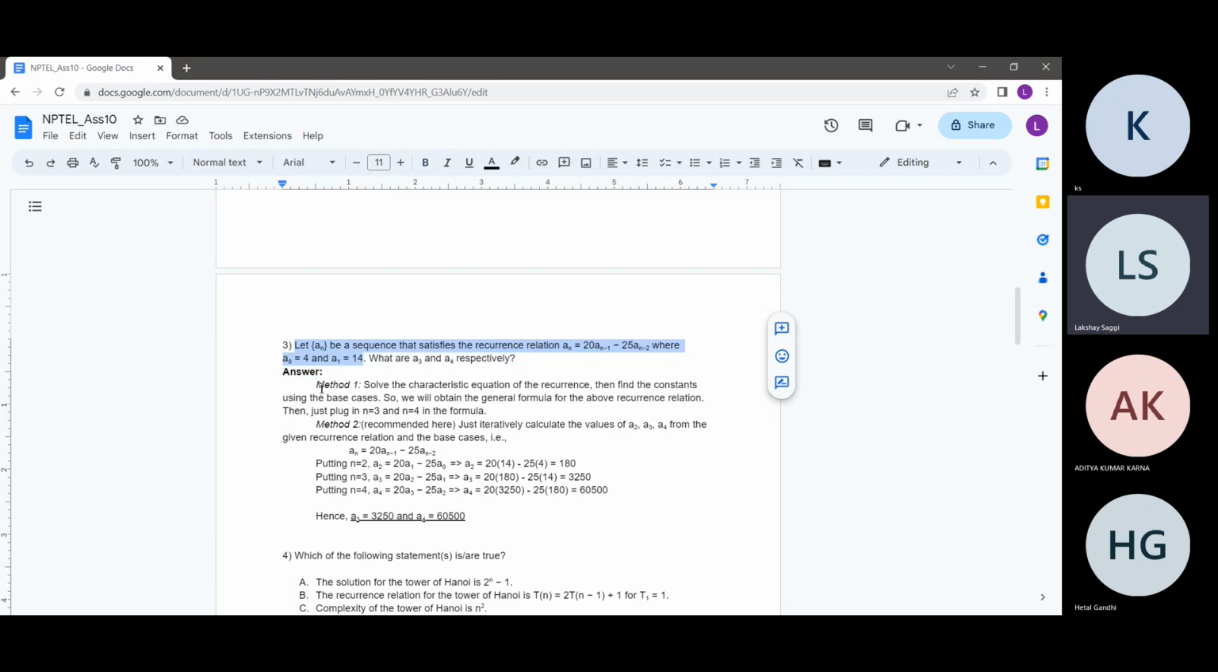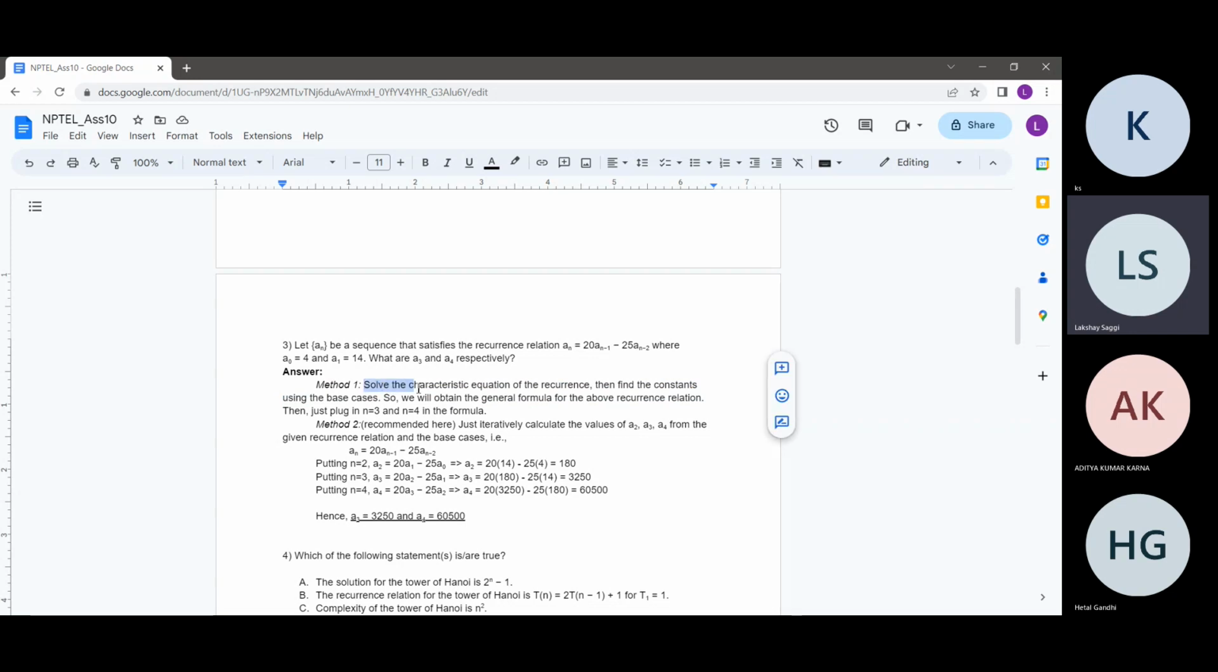So one method which I told you is to solve the characteristic equation, then find the constants and obtain the general formula. And this is what the 10th question is also asking, that we find the general formula for the recurrence given in the 10th question. So we'll just be doing these steps. This is a sort of revision for your concepts.